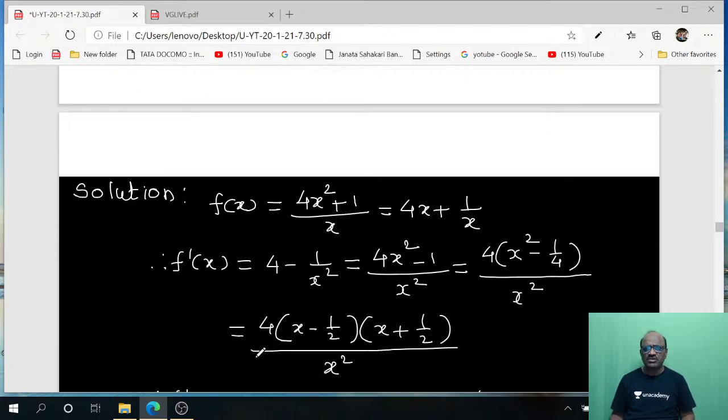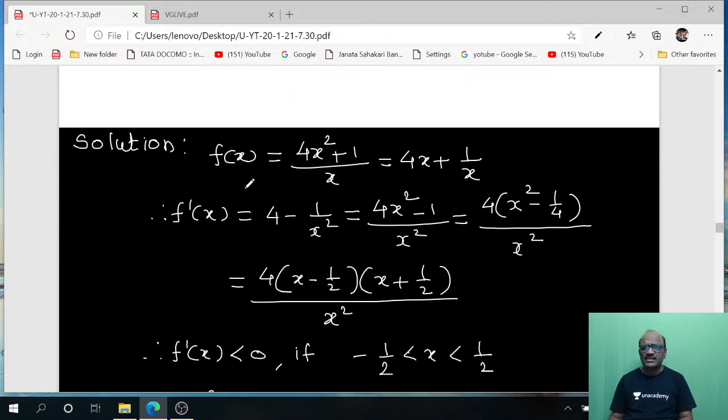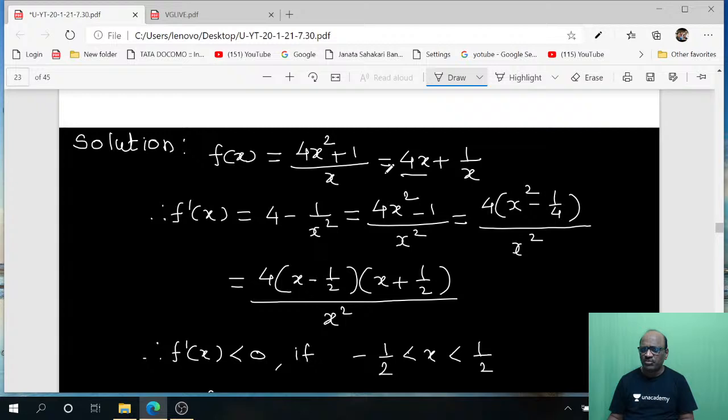Now we'll solve here. See this here, f of x is equal to (4x square plus 1) upon x. After simplification, that is 4x square upon x, then you will get 4x plus 1 upon x. What's its derivative? f dash of x is equal to derivative of 4x is 4, derivative of 1 upon x is minus 1 upon x square. And after simplification, here you will get (4x square minus 1) upon x square.